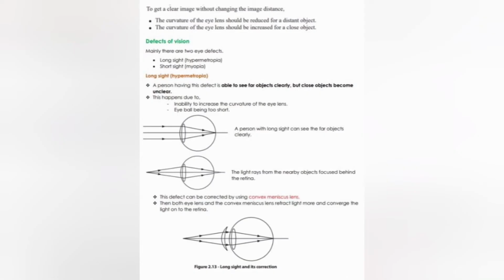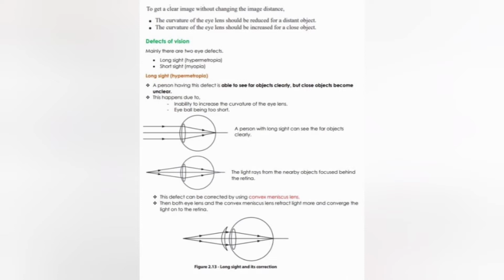How to get a clear image without changing the image distance? The curvature of the eye lens should be reduced for a distant object. The curvature of the eye lens should be increased for a close object.